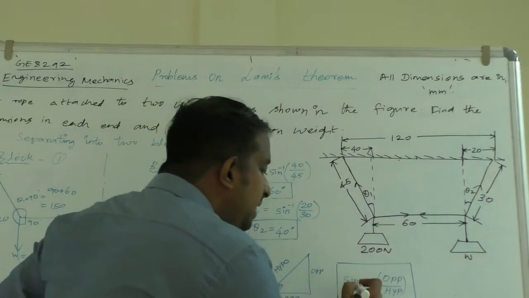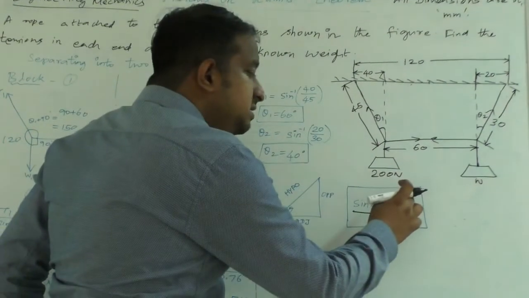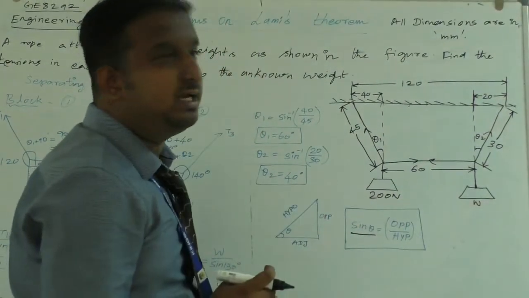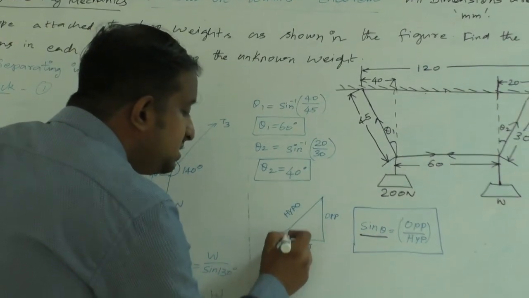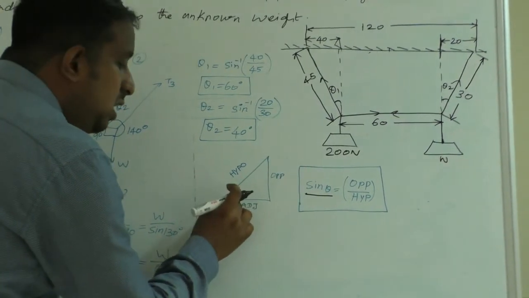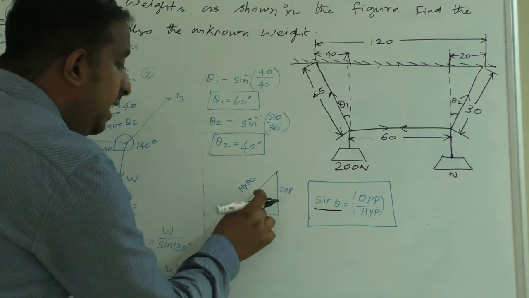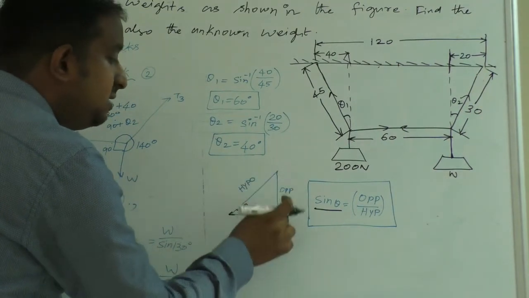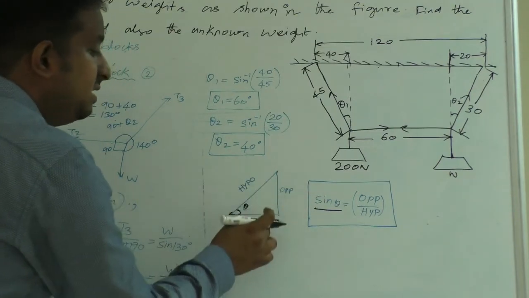What do you mean by sin theta? It is defined as the ratio of the opposite side divided by the hypotenuse. If this is the triangle and this is the angle theta, the side opposite to the angle is called the opposite, the slanting side is called the hypotenuse, and the base side is called the adjacent.